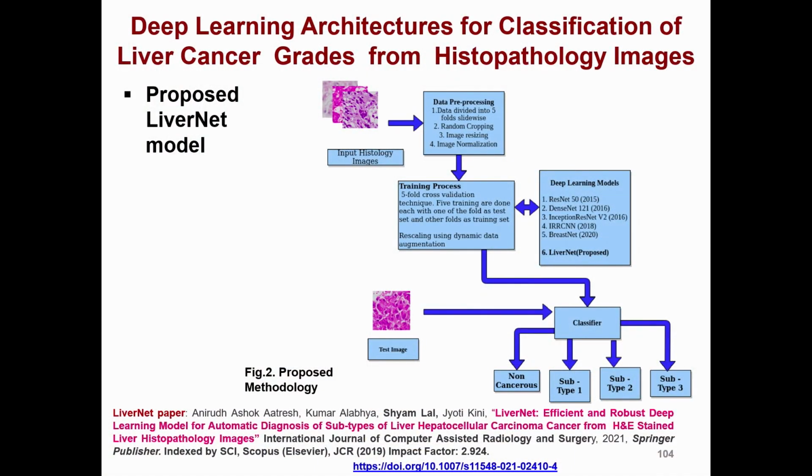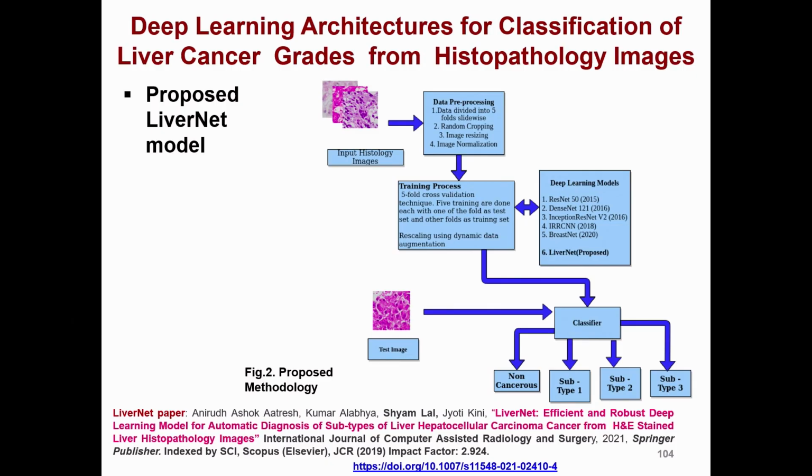Here is the model which we designed in the 2021 LiverNet models. This is a complete general methodology, I would say. It is applicable for any kind of cancer grading. It may be liver, it may be kidney, it may be colon. Depending on the classes, it will change.